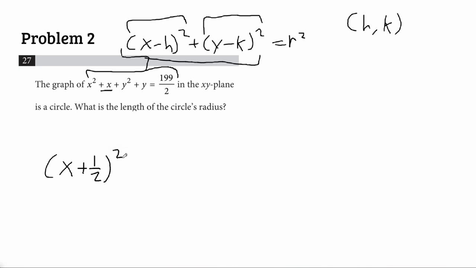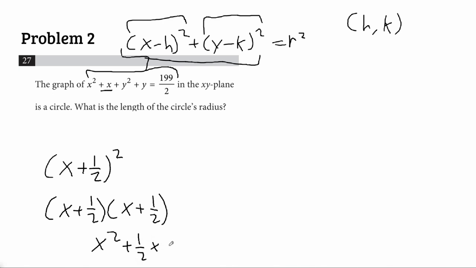Now remember, x plus 1/2 squared is equal to x plus 1/2 times x plus 1/2, right? It's not x squared plus 1/2 squared. So that's going to be equal to x squared plus 1/2 x plus 1/2 x plus 1/2 times 1/2, which is 1/4, right? And this is equal to x squared plus x, like we originally had, and then plus 1/4.